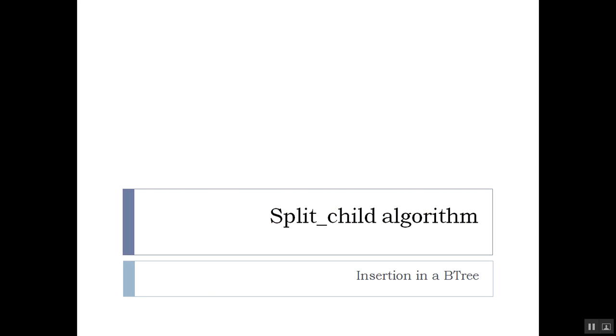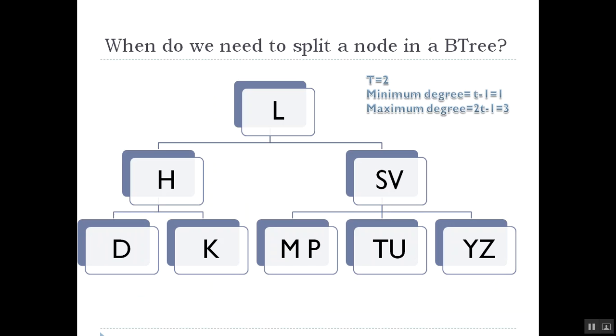In this video, I am going to explain the algorithm of splitting a child in a B tree. So when do we need to split a node in a B tree? First thing to know is the fixed integer t, which decides the minimum degree and the maximum degree. For instance, here, minimum degree is t minus 1, which is 1. This means that we cannot have a node with less than 1 key. And the maximum degree is 2t minus 1. This means that we cannot have a node with more than 3 keys.